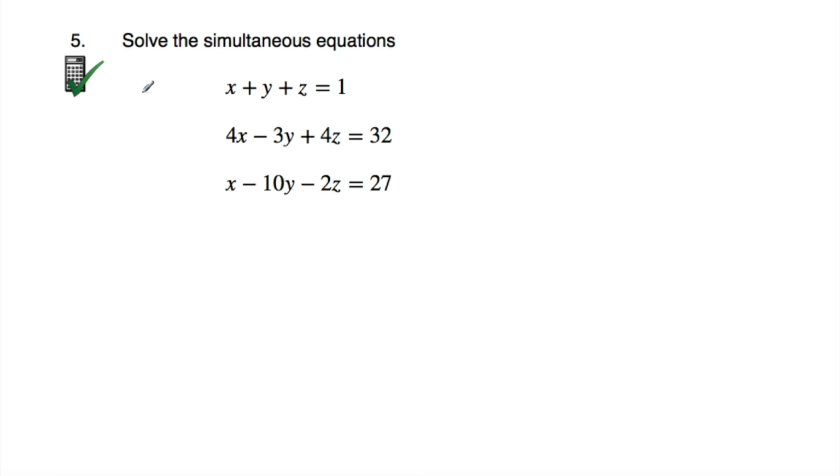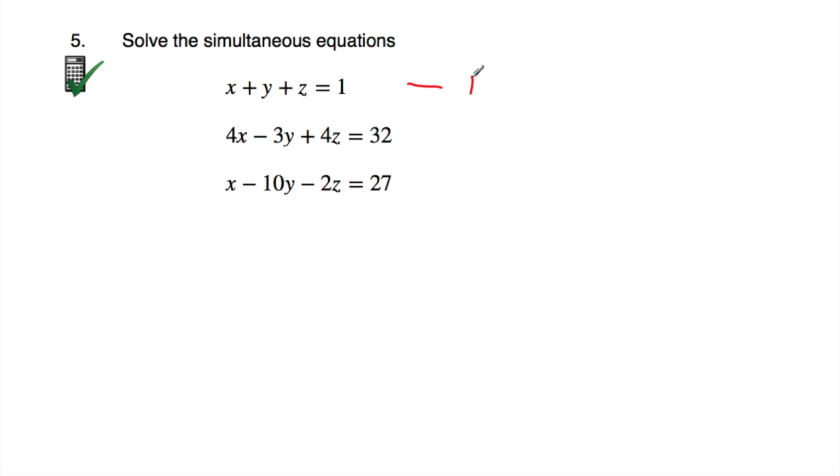So question number 5, we've been asked to solve the simultaneous equations x plus y plus z equals 1, 4x minus 3y plus 4z equals 32, and x minus 10y minus 2z equals 27. Okay, so we want to solve these simultaneous equations. So the first thing I'm going to do is I'm going to number them.